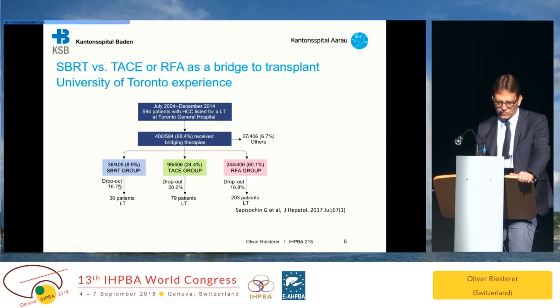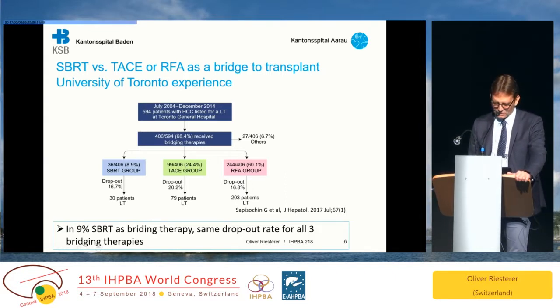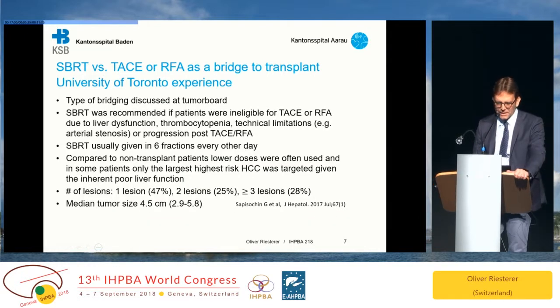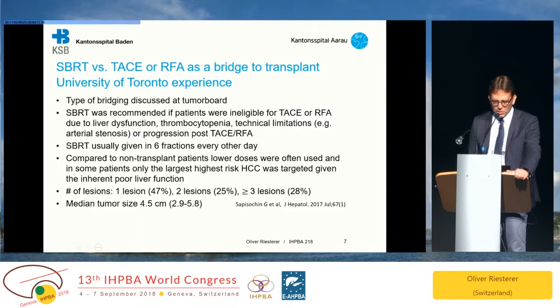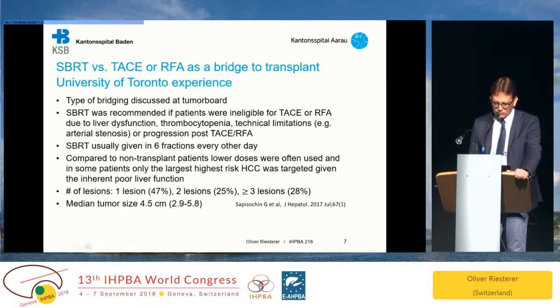So the dropout rate before liver transplantation is obviously important. That was very similar between the three bridging therapies. In 9% SBRT was used as bridging therapy, and similar dropout rates were observed, as I said. The type of bridging was always discussed at the interdisciplinary tumor board. SBRT was recommended in this series if patients were ineligible for TACE or RFA due to liver function, thrombocytopenia, and technical limitations of RFA and TACE.